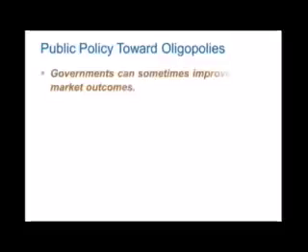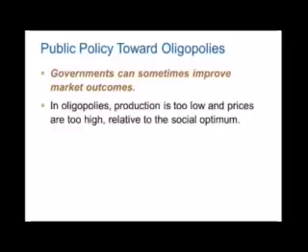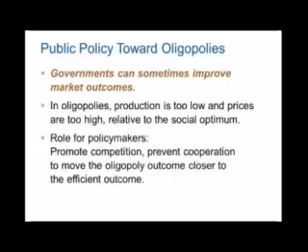Now, oligopolies are not good because they work as monopolies, and they try to collude and manipulate prices, and that's bad for us consumers. So here we say that governments can sometimes improve market outcomes. In oligopolies, production is too low and prices are too high relative to the social optimum. So what policymakers do is they try to promote competition, prevent cooperation, and move the oligopoly outcome more towards the efficient outcome.